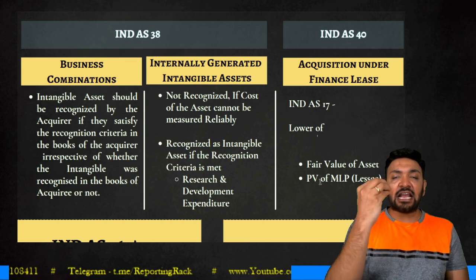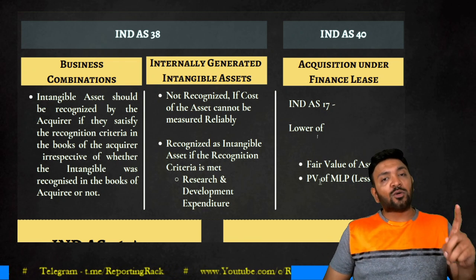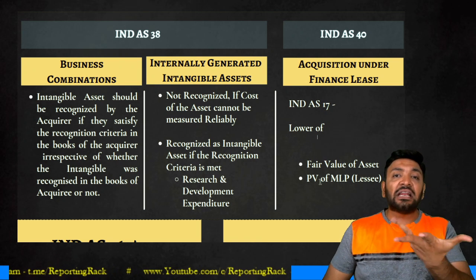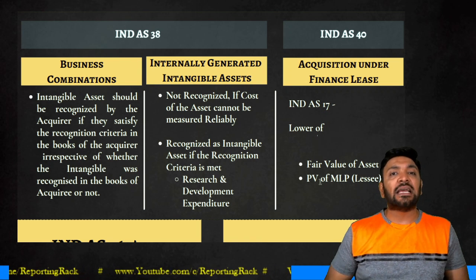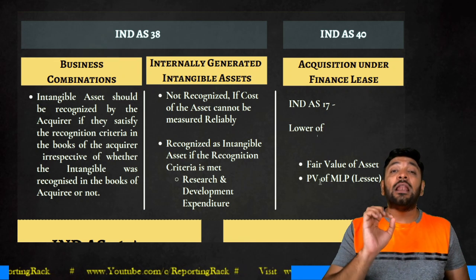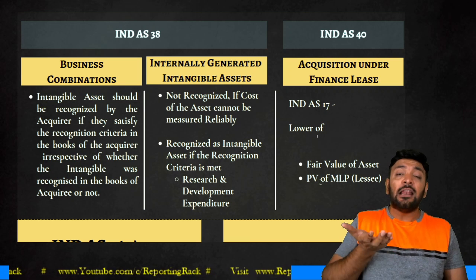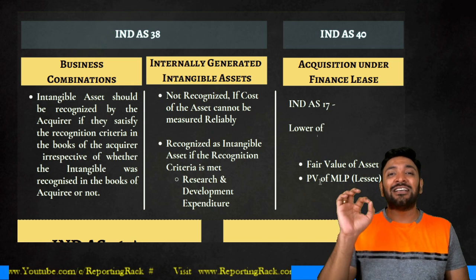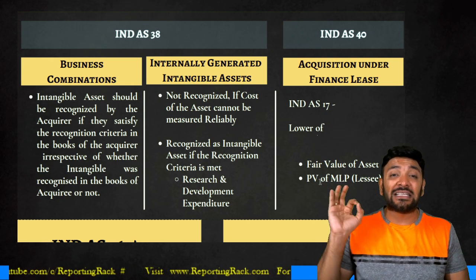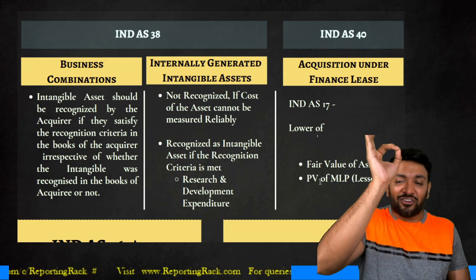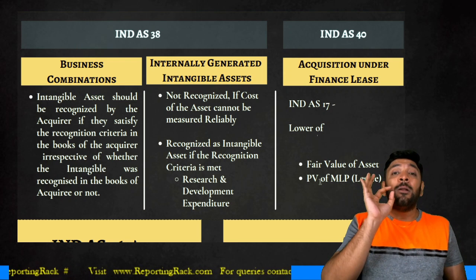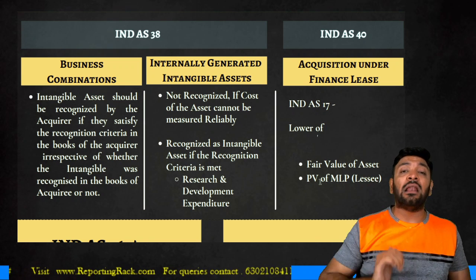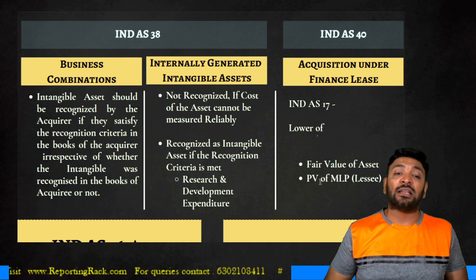Let's say the recognition criteria is not met in your books. It was an intangible asset recognized by the transferor, but the acquirer's recognition criteria is not met. What will happen? I won't recognize the asset. What happens in that case? Goodwill arising on business combination will increase. How? Because goodwill is equal to purchase consideration minus fair value of assets and liabilities recognized. Automatically, the fair value of the assets and liabilities will come down because one such asset is not recognized. Therefore, automatically, the value of goodwill arising on business combination as per IND AS 103 increases.